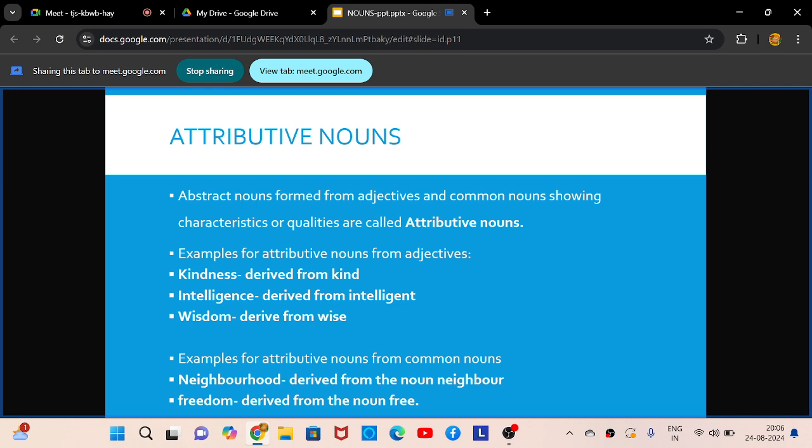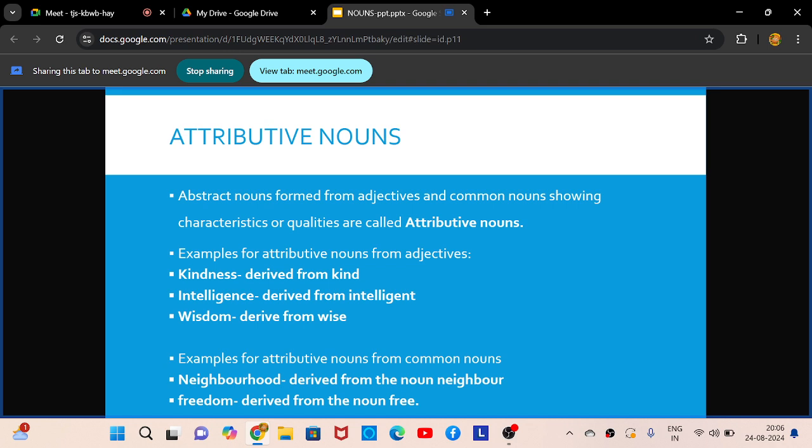So first three words are examples for attributive nouns formed from adjectives. For example, kindness is an attributive noun that is derived from the word kind. So kind എന്നുള്ളത് ഒരു adjective ആണ്. അതിൽ നിന്നുമാണ് നമുക്ക് kindness എന്ന് കിട്ടുന്നത്. Similarly, intelligence is derived from the adjective intelligent. She is intelligent, he is intelligent എന്ന് പറയുമ്പോൾ intelligent is an adjective. It is from that word you are getting intelligence. That is an abstract noun.